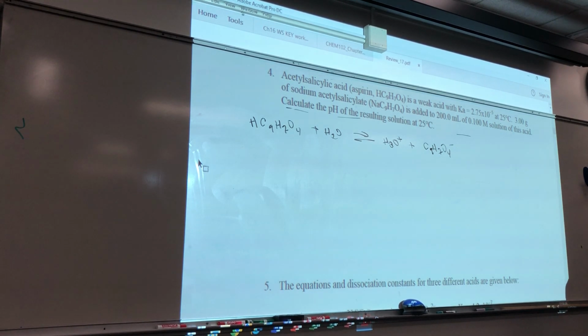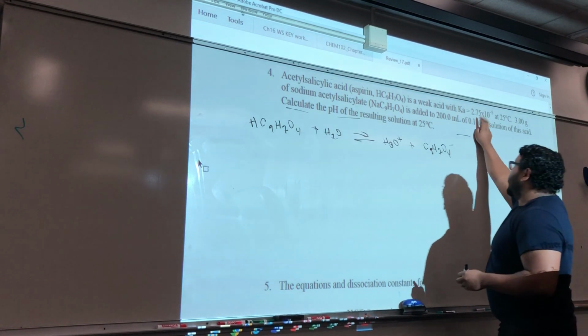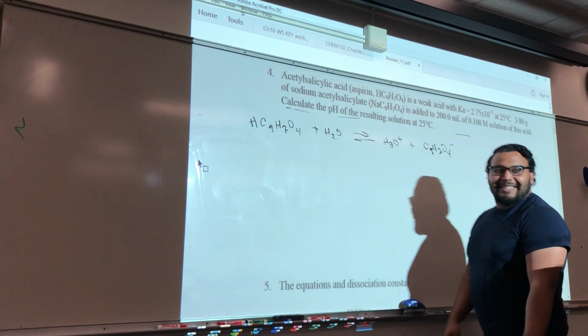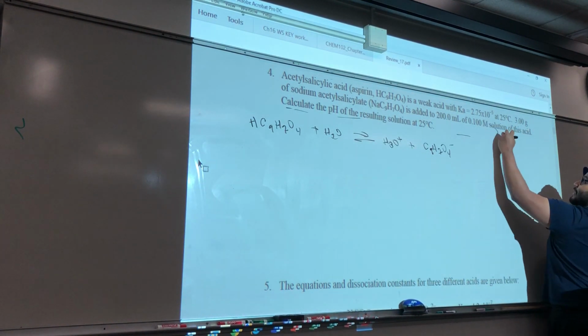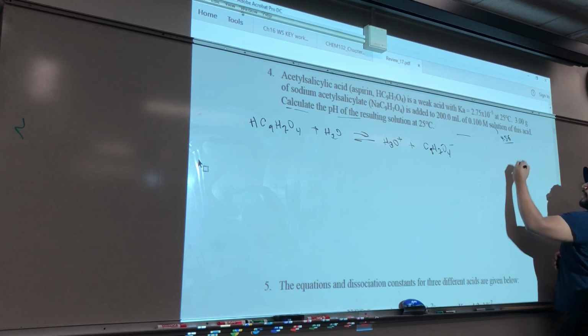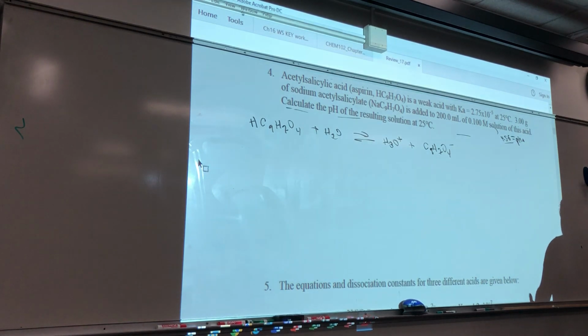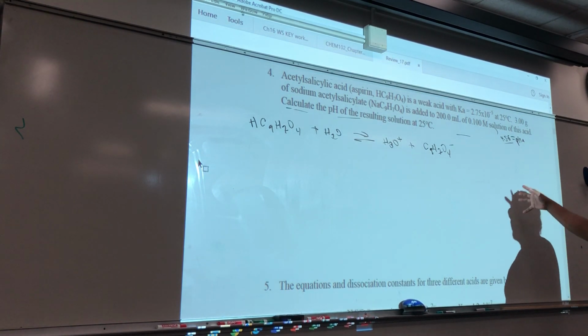I also want to point something out, but I'll do that later. Can somebody calculate that pKa for me? It's 4.56. We're going to use that later, because we're doing the buffer section, so more than likely we're going to be using the Henderson-Hasselbalch. It's a good idea to make everything easy.